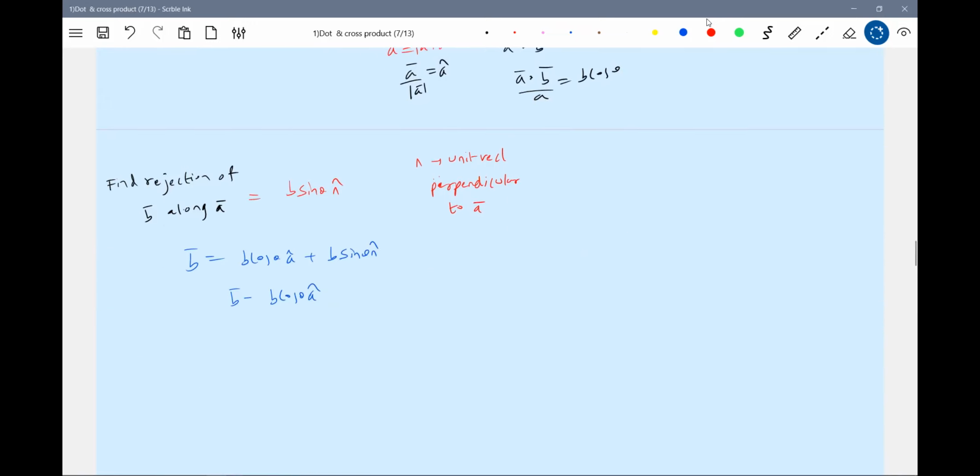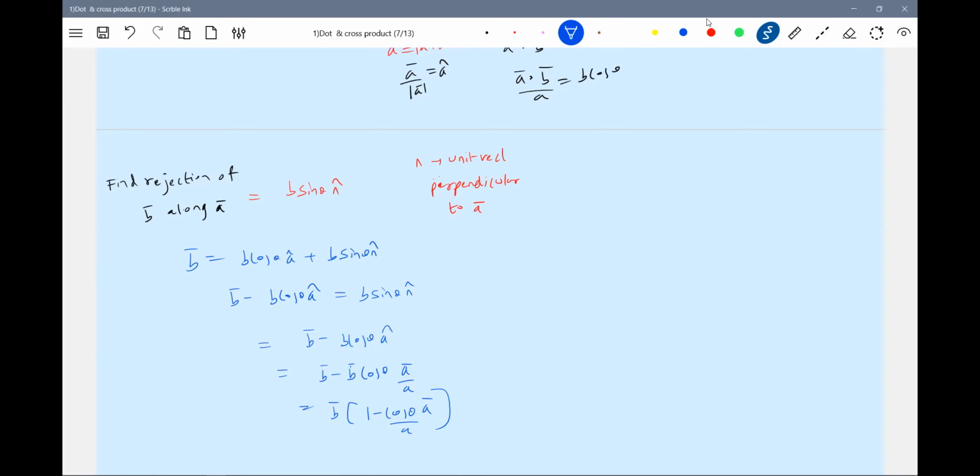Let's find the rejection of b bar. So b bar minus b cos theta a cap should be equal to b sin theta n cap. I'll write it down: b bar minus b cos theta a cap. What is a cap? A cap will be a bar by a. So this will become b bar times 1 minus cos theta over a bar. This is the value of the rejection of b bar along a bar.